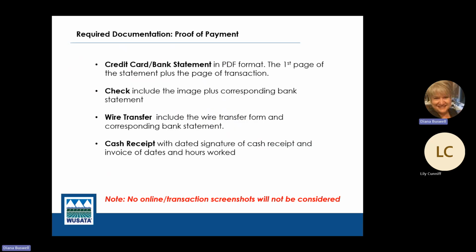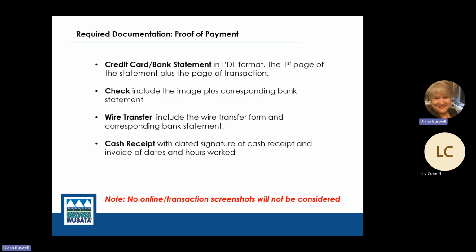So let's talk a little bit about the required documentation for your proof of payment. It would include the bank or credit card statement in a PDF format, and you would need to include at least the first page and the page of the transaction. Keep in mind that, us being online now, you'll have to upload those documents to your laptop or desktop and have them ready to submit the claim online.